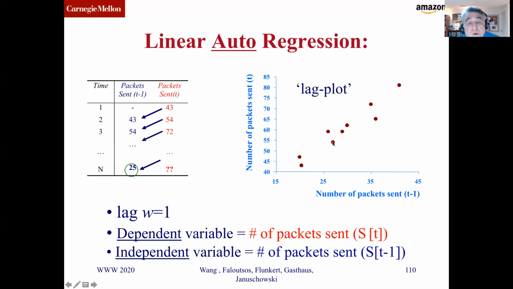Every time tick corresponds to a pair of successive time ticks. The horizontal axis is the value before, the vertical axis is the value after. Again, we fit a line, and then we do the up and left trick. So we guess that if we had 25 packets the time tick before, we should have 55 packets in the next time tick. The dependent variable is the number of packets sent at time t, and the independent variable is the number of packets sent at time t minus 1.